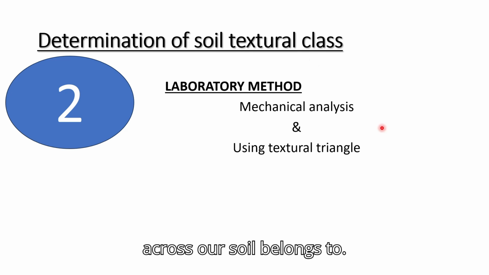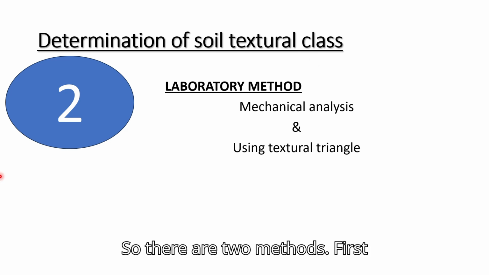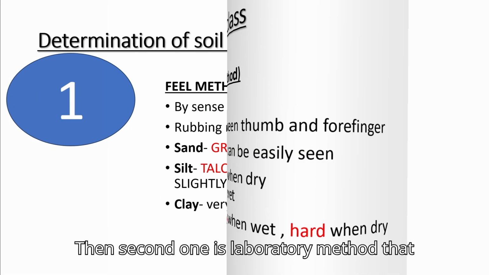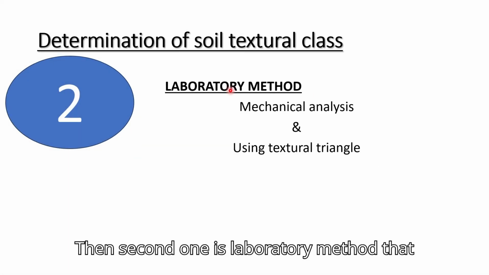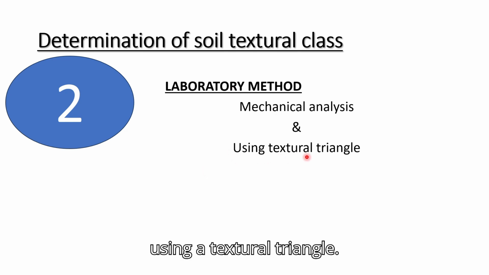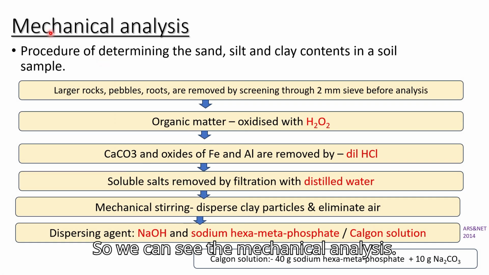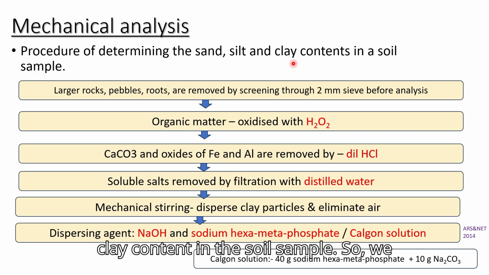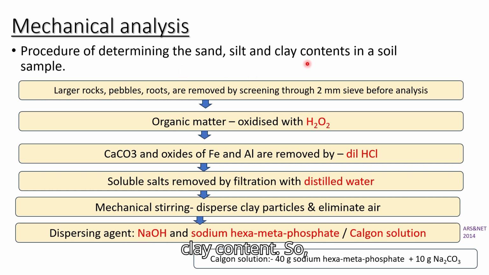Okay, so there are two methods. First one is the field method. Then second one is the laboratory method, that means mechanical analysis followed by using a textural triangle. So we can see the mechanical analysis, and then how to do mechanical analysis step by step. It is a process of determining the sand, silt and clay content in the soil sample. So we will get the percentage of sand, silt and clay content.